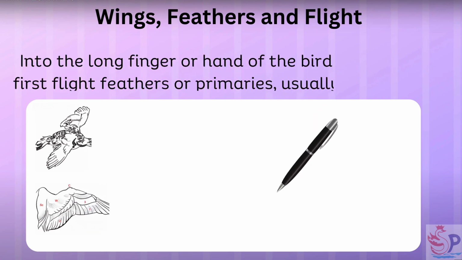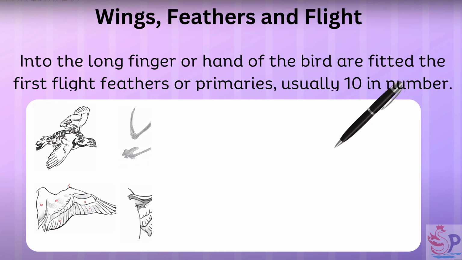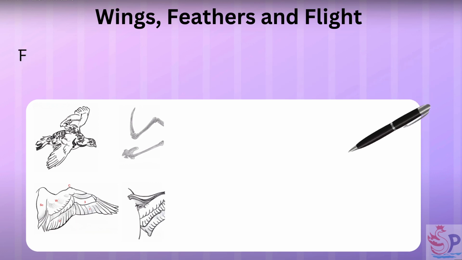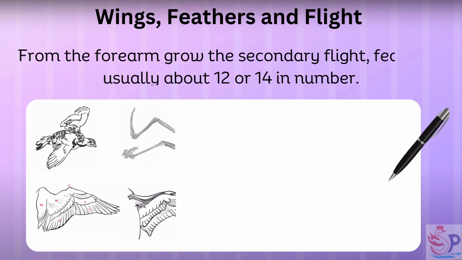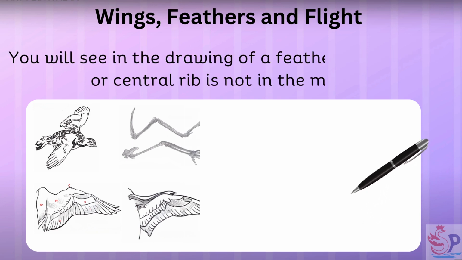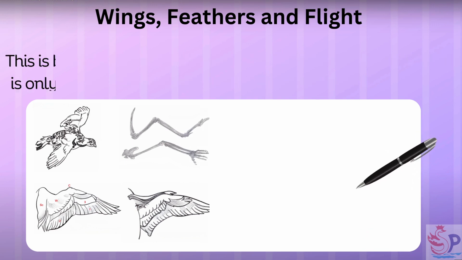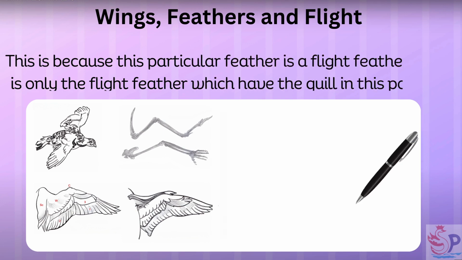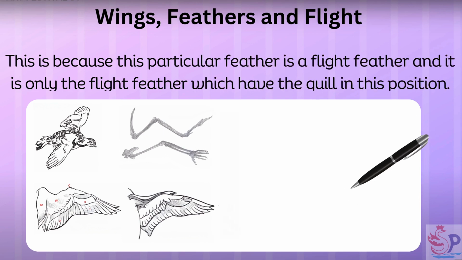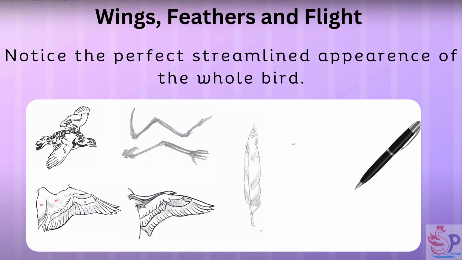The feathers are grouped in clearly defined masses. Into the long finger or hand of the bird are fitted the first flight feathers or primaries, usually 10 in number. From the forearm grow the secondary flight feathers, usually about 12 or 14 in number. You will see in the drawing of a feather that the quill or central rib is not in the middle. This is because this particular feather is a flight feather, and it is only the flight feathers which have the quill in this position. Notice the perfect streamlined appearance of the whole bird.